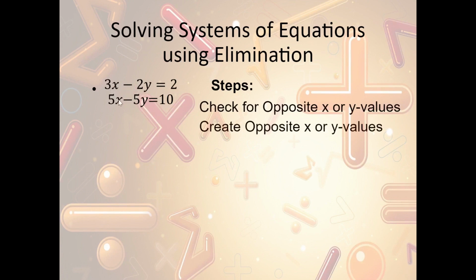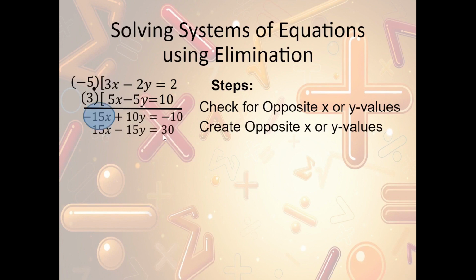So I need to create opposite values. Again, I can pick the x's or the y's, it doesn't matter. I'm going to go ahead and choose my x values. So I'm going to multiply this one by negative 5, and this one here by 3. So that gives me negative 15x and positive 15x. Now I can just go ahead and multiply. When I multiply this out, I end up with negative 15x plus 10y is equal to negative 10. And when I multiply this one out, I end up with 15x minus 15y is equal to 30.